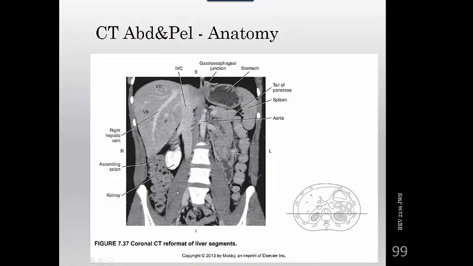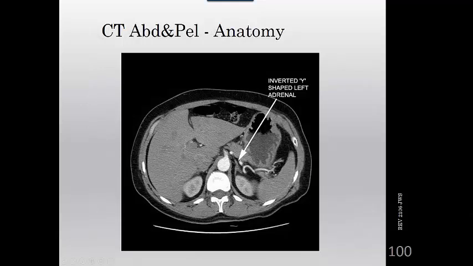And one more thing here, there's psoas muscles coming in. We'll talk about those later, but just so you know, here's psoas muscles, iliac crest here and here. Lungs, of course. This one is a nice image of the inverted adrenal gland on the left, inverted Y. Just wanted to bring that in to show you.